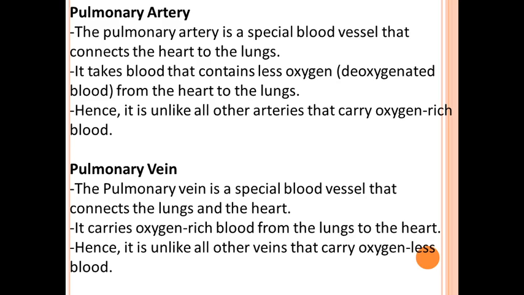Same with the pulmonary vein, which connects the lungs and heart and carries oxygen rich blood from the lungs to the heart. Heart to the lungs is the pulmonary artery, and lungs to the heart is the pulmonary vein. Underline that whenever you are writing those notes.